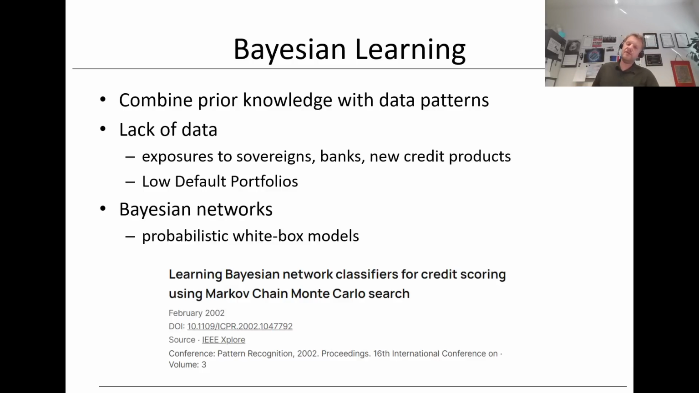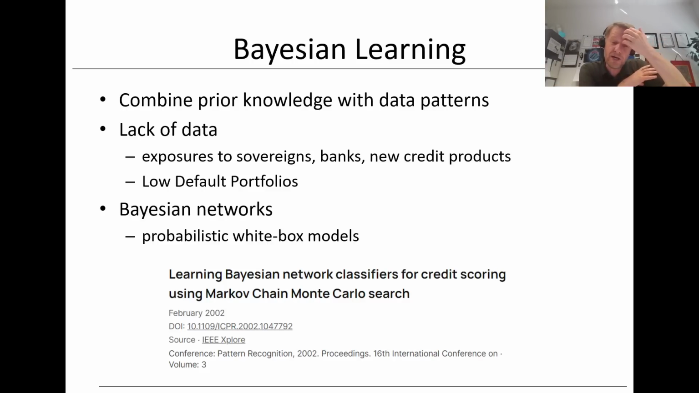Same goes for low default portfolios, which are the portfolios in which we only have a limited amount of defaulters available. And in case we only have a limited amount of defaulters available, obviously that seriously hampers the statistical modeling. So we're going to combine it with prior knowledge expressed as a prior distribution and do some very nice Bayesian learning, which is going to combine prior knowledge with data patterns in order to come up with models.